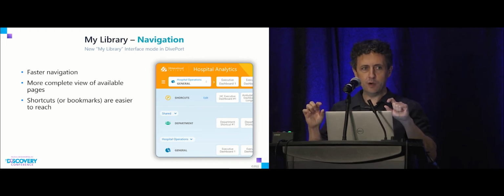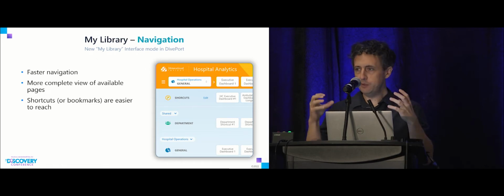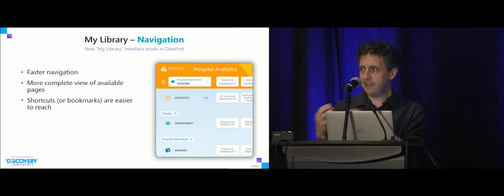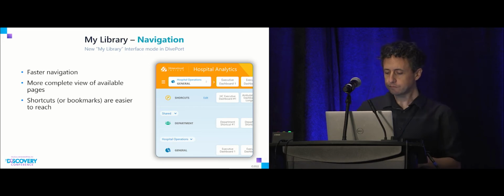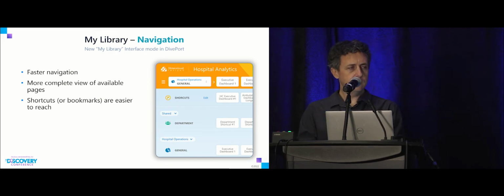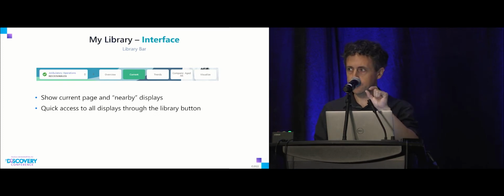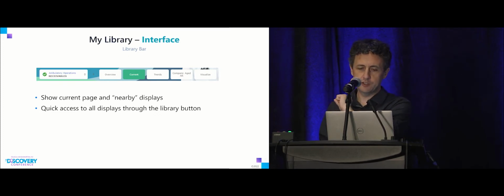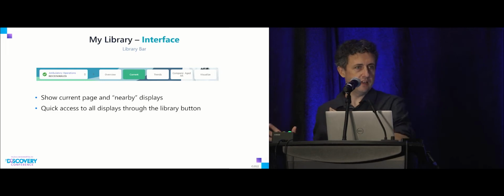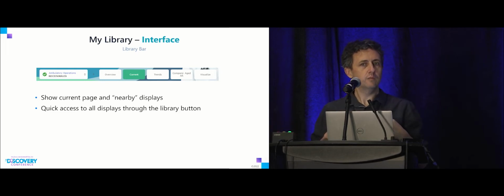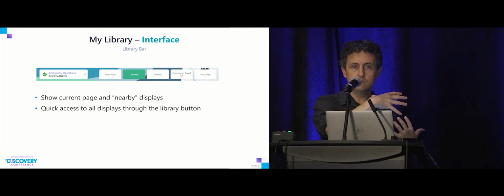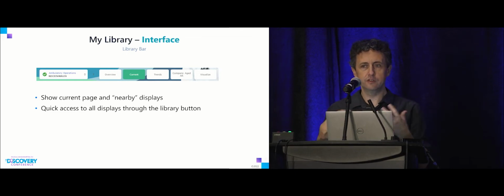They're at the top of the My Library bar. When a user creates a shortcut, it appears directly on their screen. It's not hidden in a dialog. The bar along the top, which we call the library bar, shows the current selection, the current page or display that you're in, and shows nearby displays, so that without even having to open the My Library pop-up, the big overview of all the pages, you can still switch between some of the local pages with just one click.